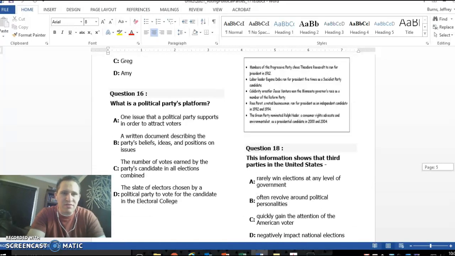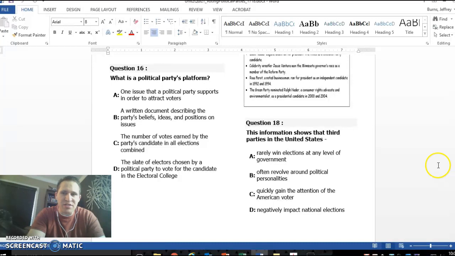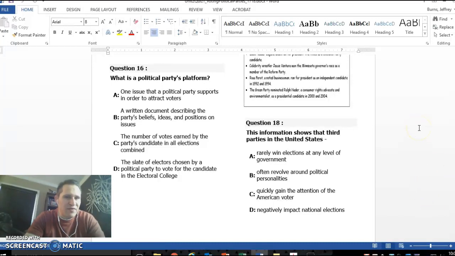All right, 16 was one straight vocab question. A lot of you mixed up A and B. What is a political party's platform? The answer is B. It's a written document describing the party's beliefs, ideas, and positions. A lot of you picked A, and that is a different word that we didn't talk about called a plank. That's one issue, but a platform is where they stand on everything. Remember, platform, stand on, stand for. That's one way to remember.